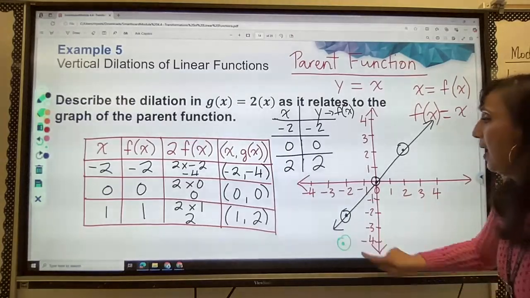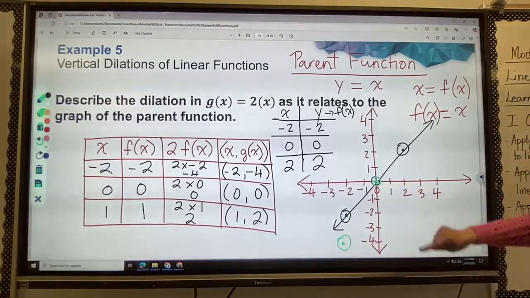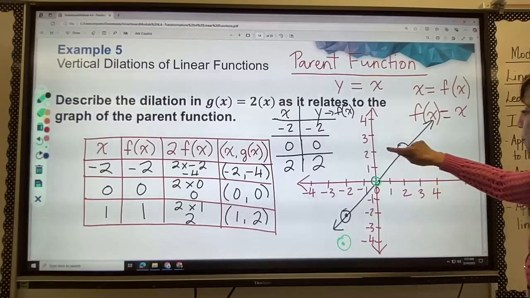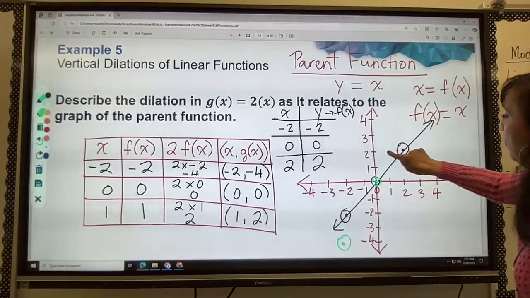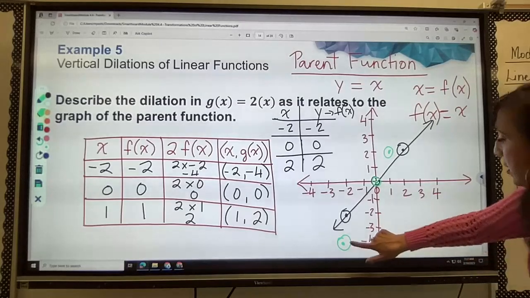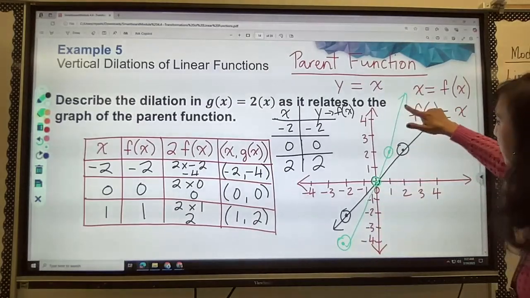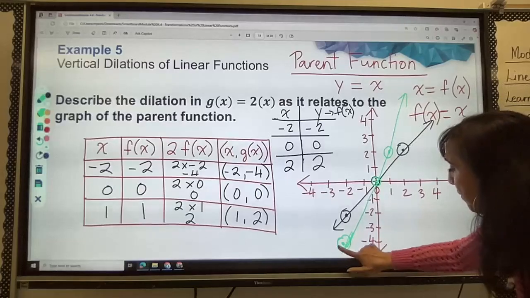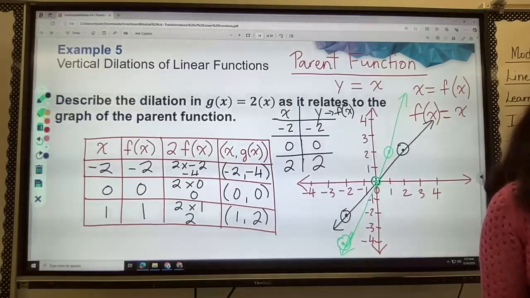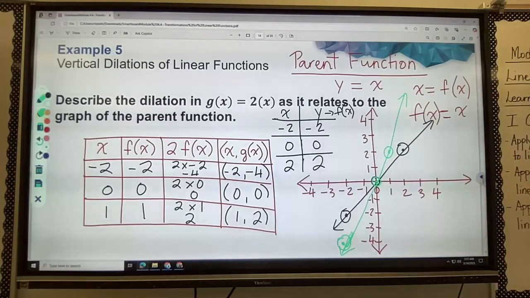Okay, then I have 0, 0, and then I have 1, 2. I have 1, 2. So now when I connect this, this is what I am going to get. Here's my graph. All right, and you can see that is so much steeper.